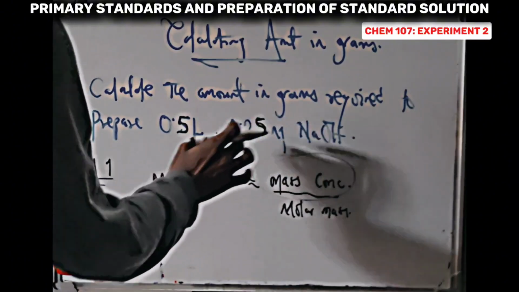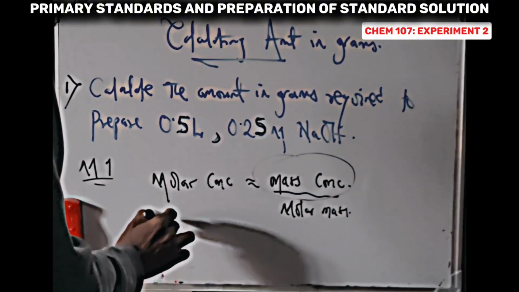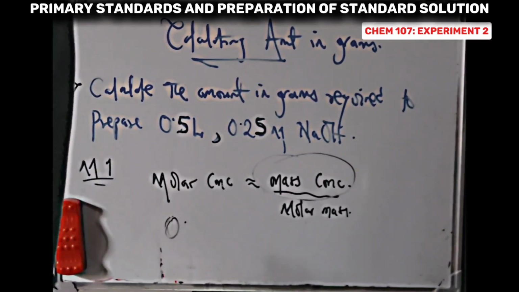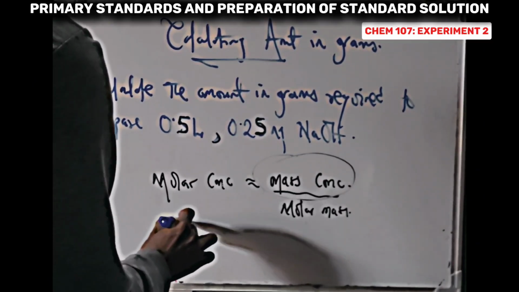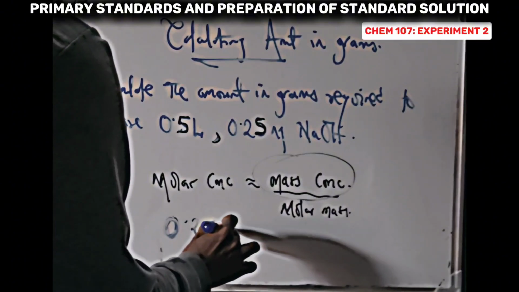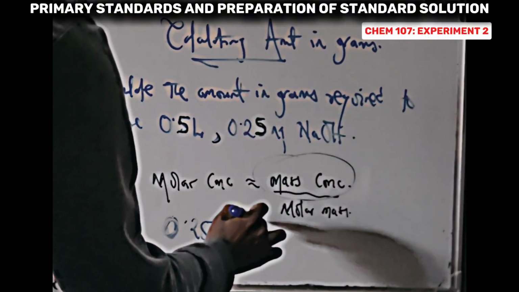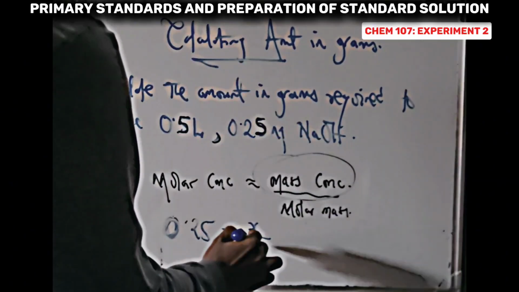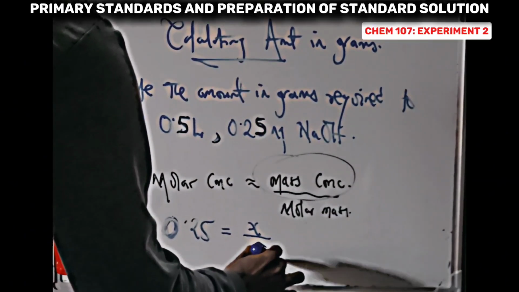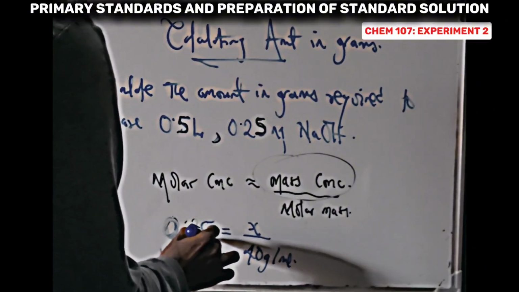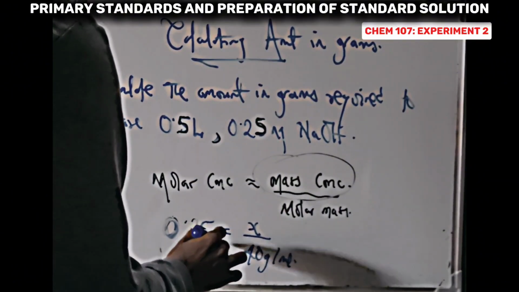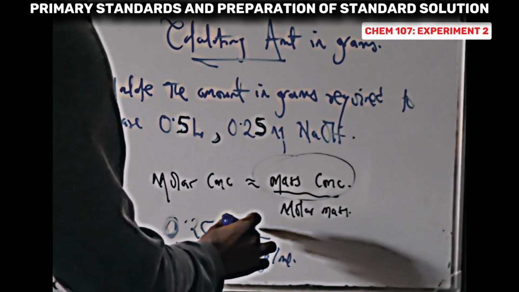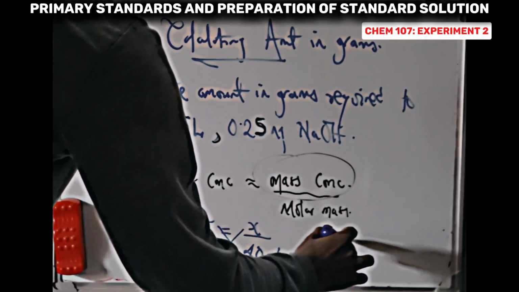Molar concentration is 0.25, so this is 0.25. Sorry, my marker is failing me. Let me switch over. So 0.25 is equal to mass concentration, which is what we are looking at. Let's call it X. Molar mass is 40 gram per mole. Y here is mole per dm3, or molar. Once you've done this, you can cross multiply. X times 1 is X.